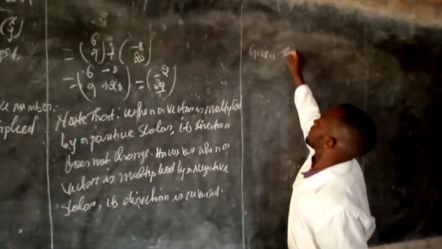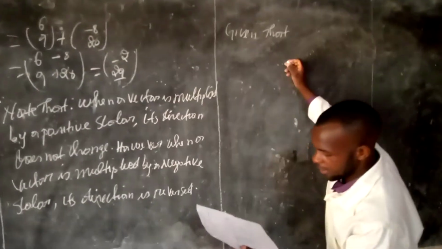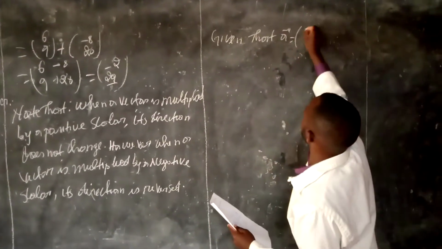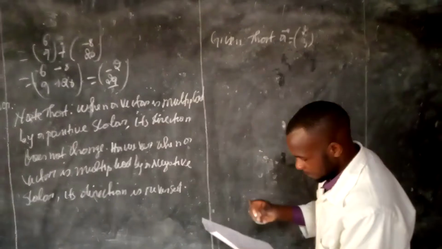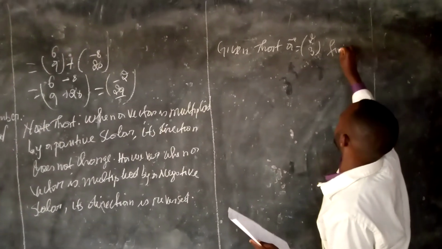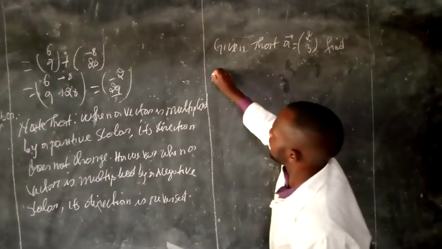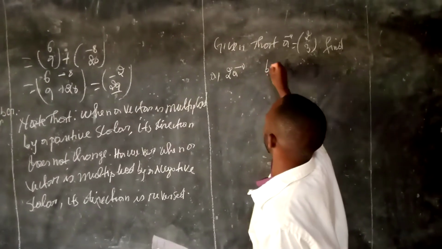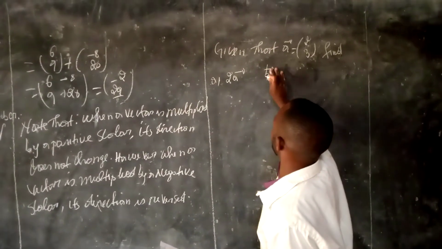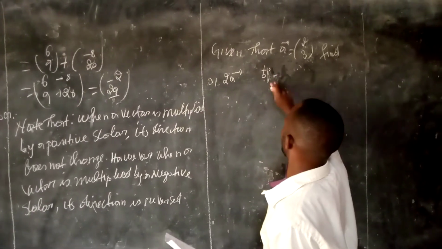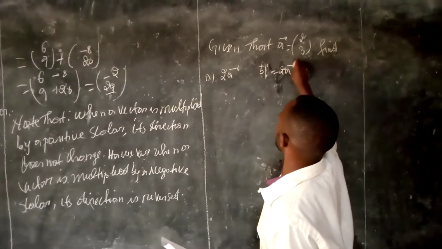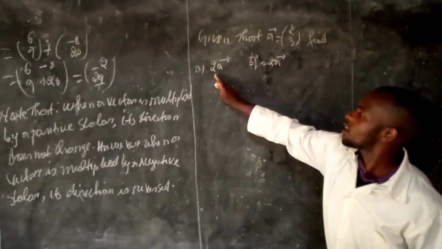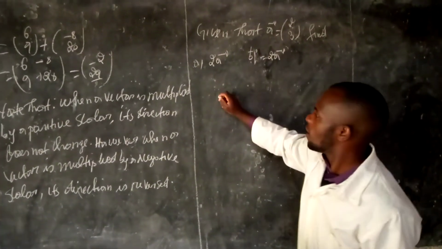Given that here I have vector A, it has the coordinate of 2 and 3. So I now find for A, vector 2A, and for question B, you have to find negative 2A. Yes? This 2 is a scalar, while A is a vector.